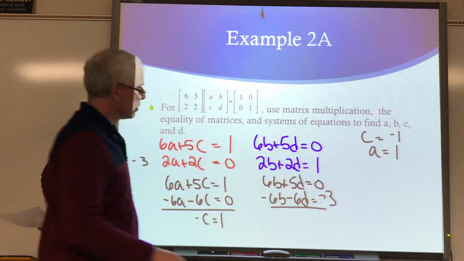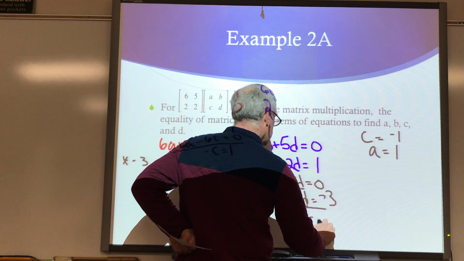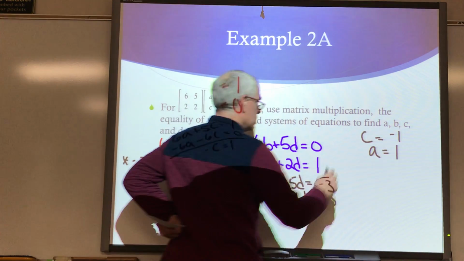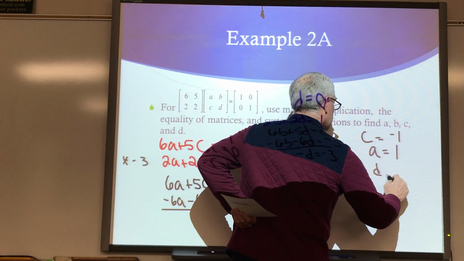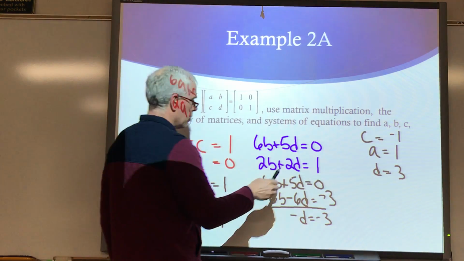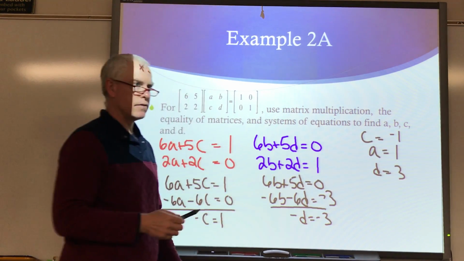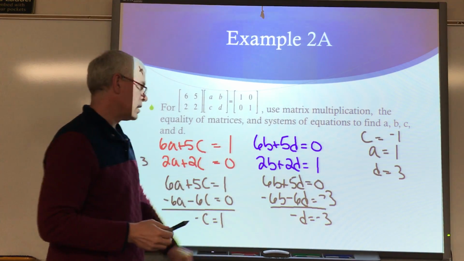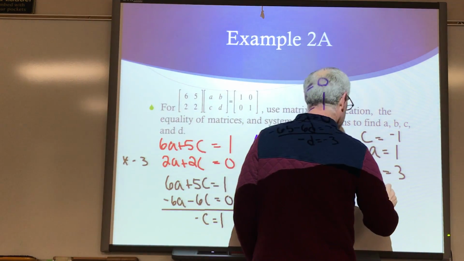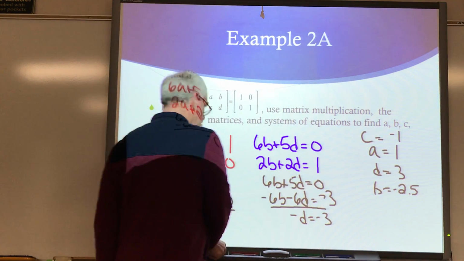In the second system, if I add these up, the b's are gone. I get -d equals -3. That means d is going to be 3. Okay? Knowing that d is 3, if I put this in here, 5 times 3 is 15. Subtract 15, you get -15 on the other side. And then divide by 6. -15 divided by 6 is -2.5 if you throw that into the calculator.